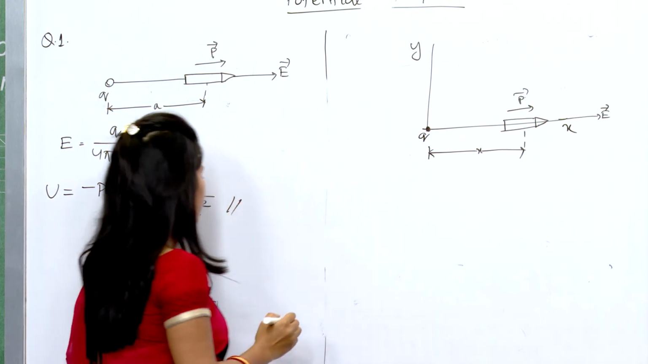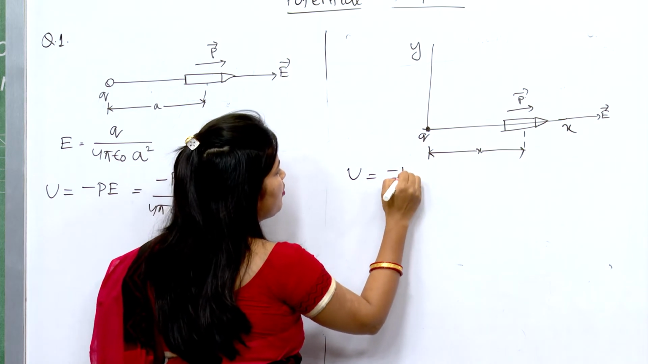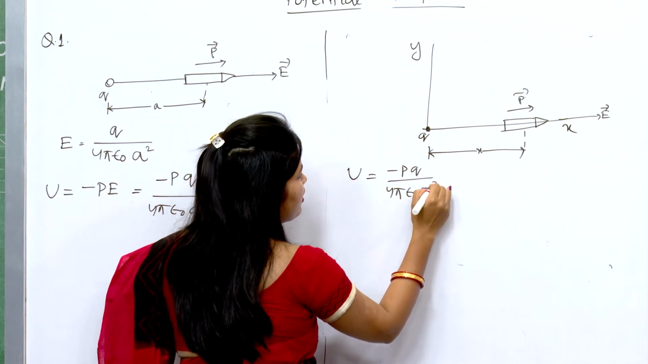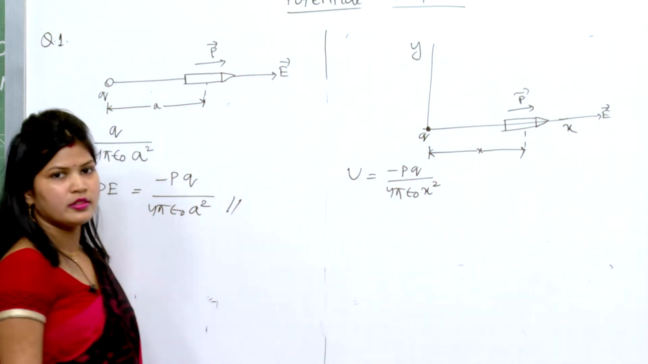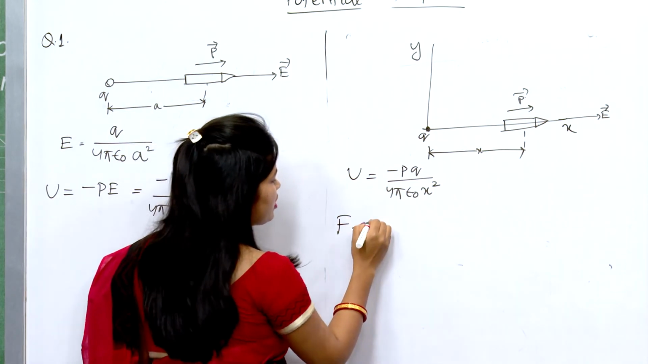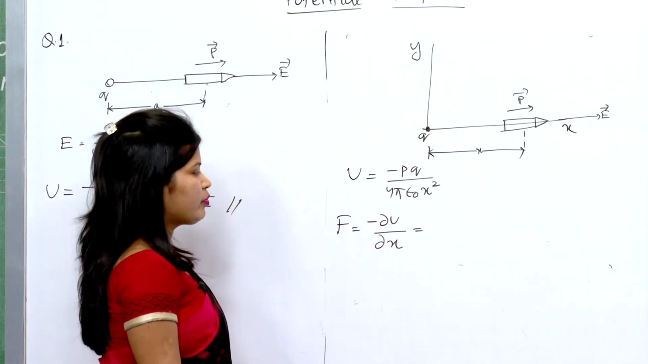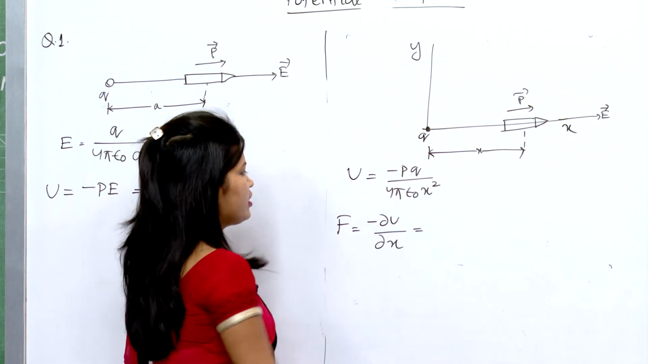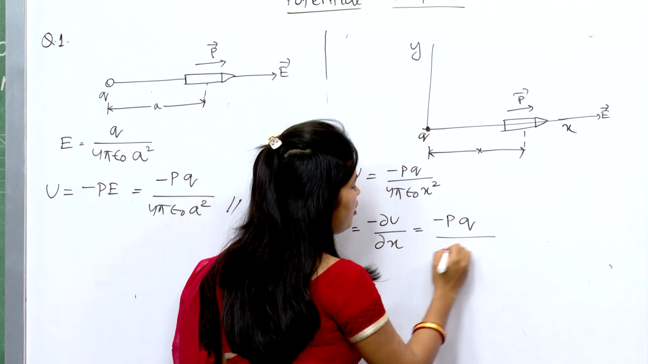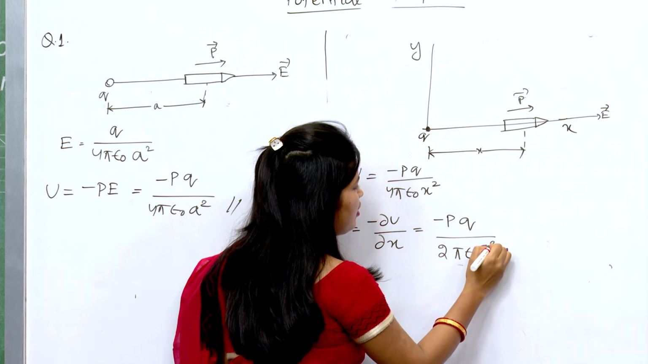We found that the energy U is equal to minus P q upon 4 pi epsilon naught x square, because the distance is x here. And so, the force formula is F equals minus del U by del x. Differentiating the energy, we get minus P q upon 2 pi epsilon naught x cube.